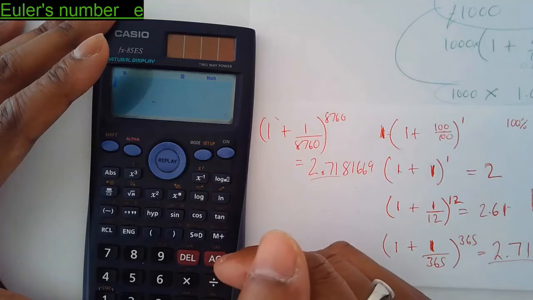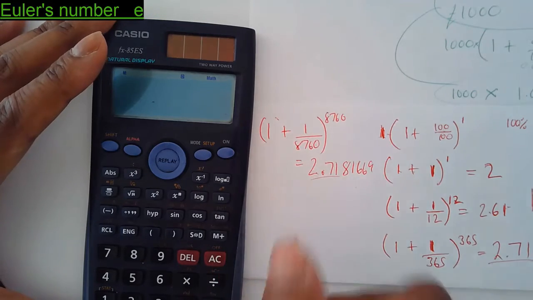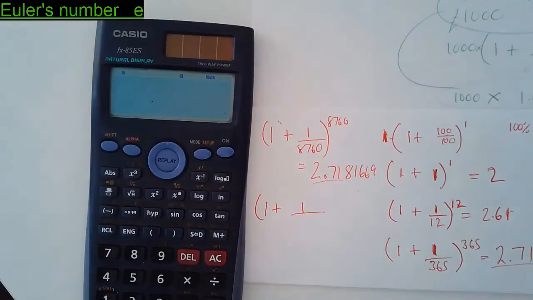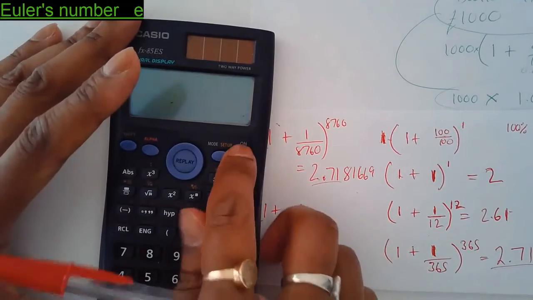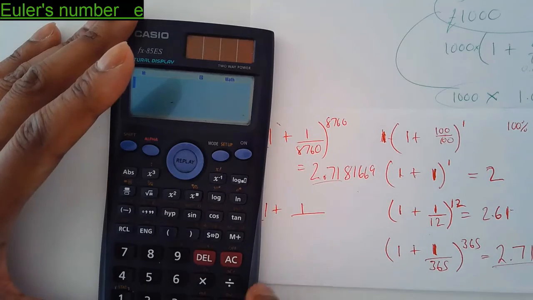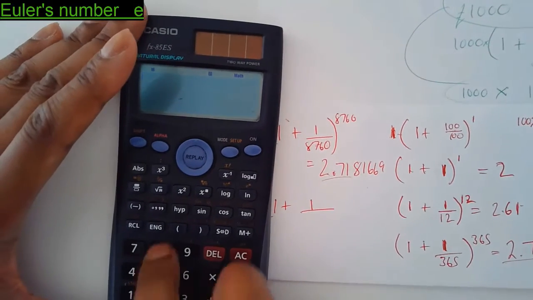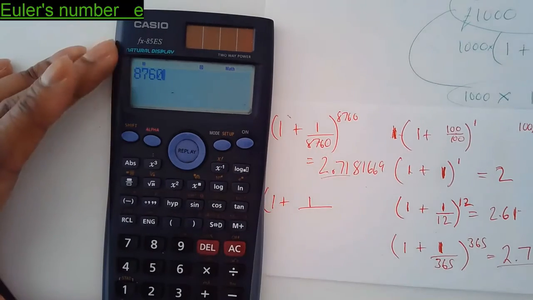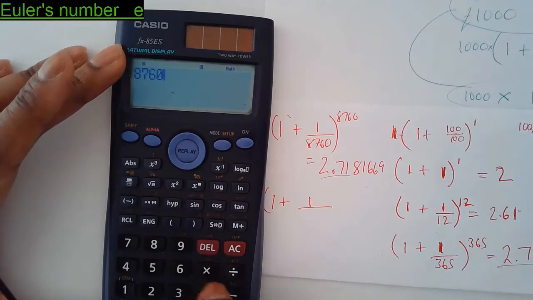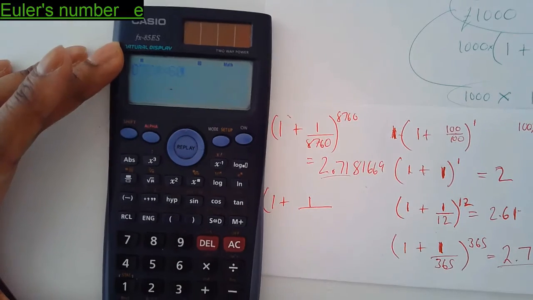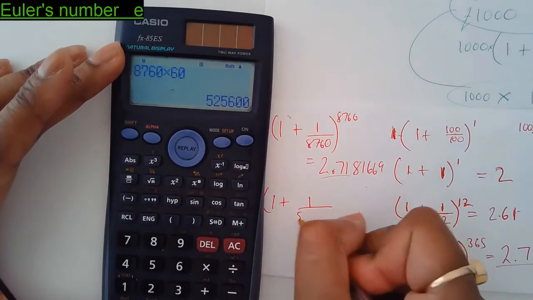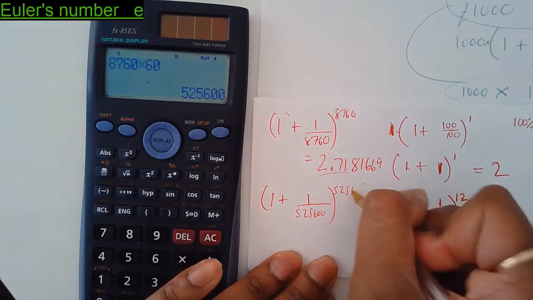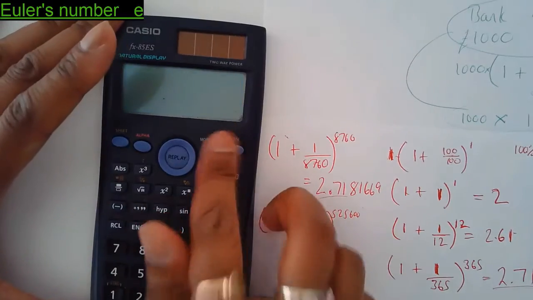Yes, let's do minutes. Every minute the bank will pay you. So we need to figure out how many minutes there are in a year. Well, we've got 8,760 hours in a year. We've established that already. Each hour is worth 60 minutes. That's how many minutes there are. Let's try that then.